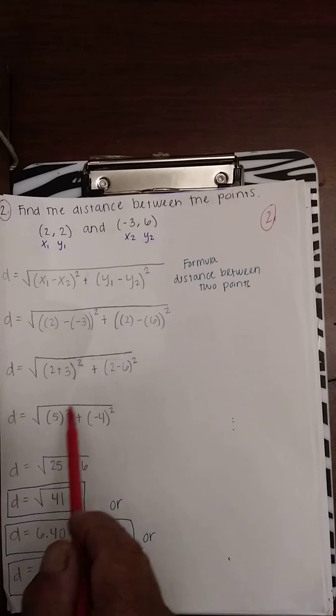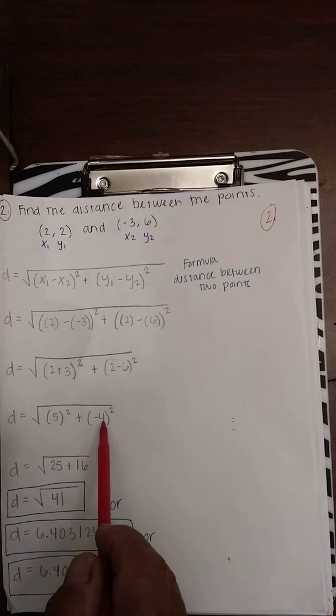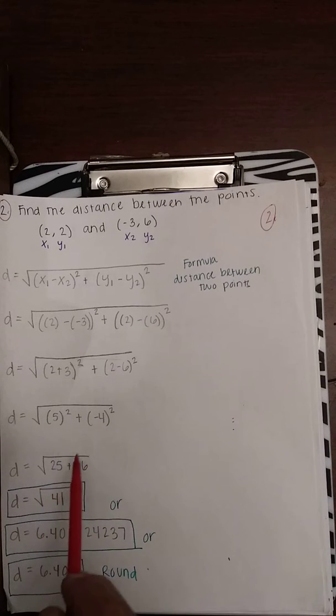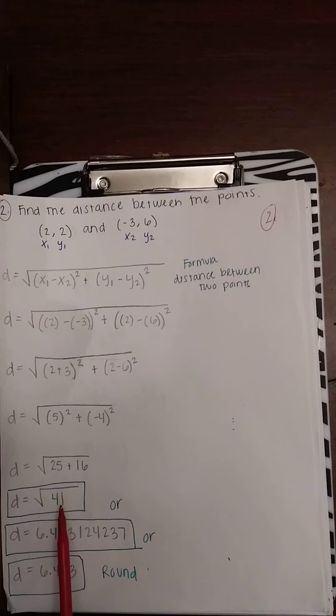2 plus 3 is 5. 2 minus 6 is -4. And 5 squared is 25. -4 squared is 16. And 25 plus 16 is 41. Square root of 41 is that one, or you can put that one if you want to round it.